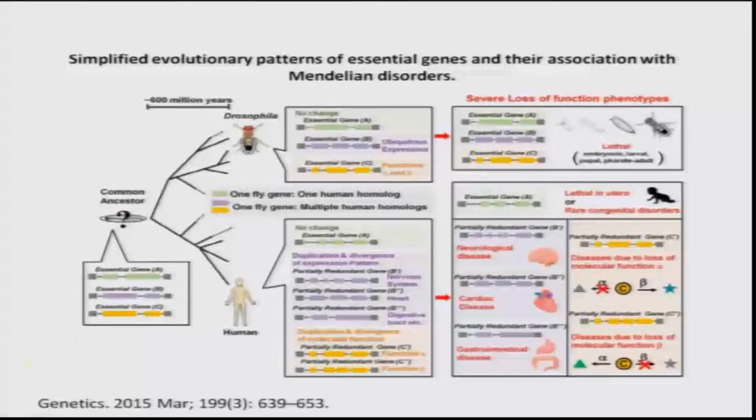It's separated by 600 million years. That's the evolution that we are talking about, fly and the human. But still there are a large number of genes where you could really look at several phenotypes. If you lose a particular gene, what is the kind of phenotype that you can see in fly, and what is the phenotype that you see in the human?